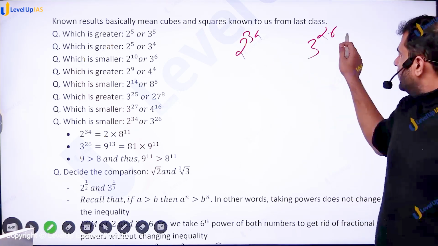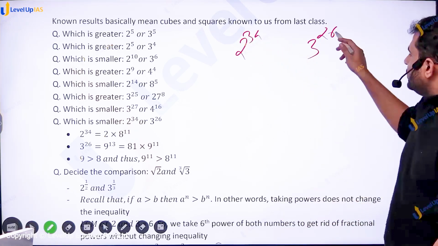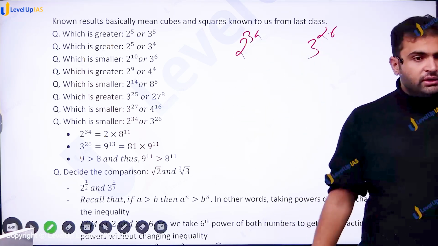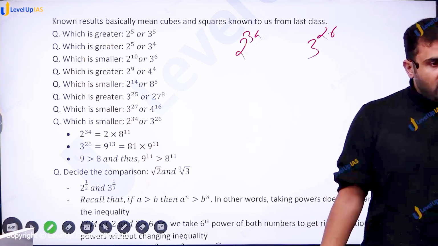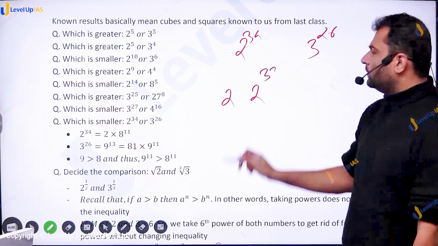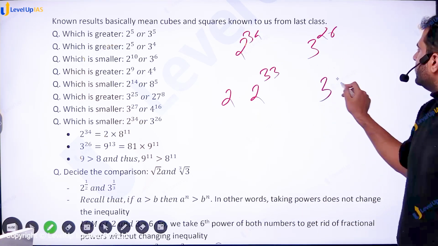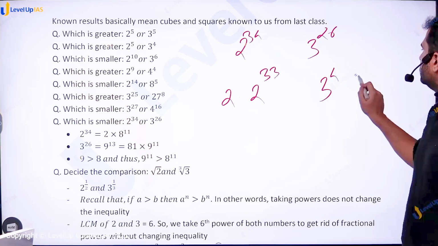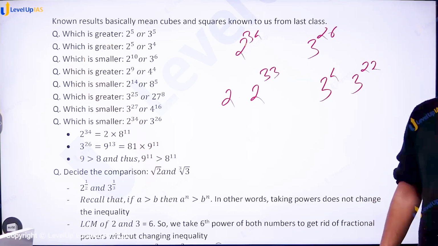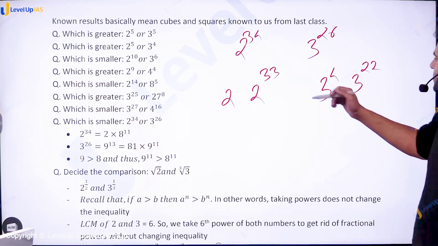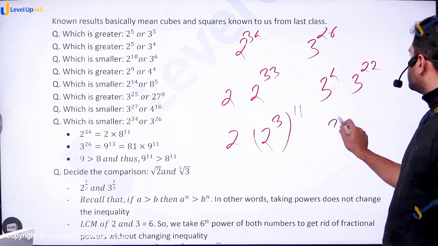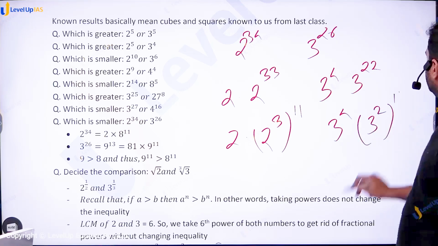For example, I reduce this 34 to 33 and 26 to 22. Then what would be the HCF? If I have 33 here and 22 here, then what would be the HCF? 11. So I write this as 2 into 2 raised to 33, and I write this as 3 raised to 4 into 3 raised to 22. Okay, fine. Now this is nothing but 2 into 2 raised to 3 raised to 11, and this is 3 raised to 4, 3 raised to 2 raised to 11.